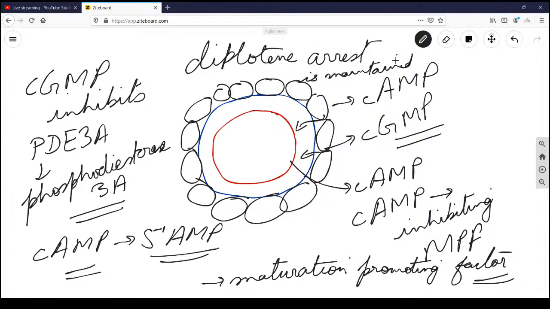Now, after this diplotene arrest is maintained, it will keep the primary oocyte arrested in the diplotene stage till you attain something known as puberty. Everybody has heard of puberty. Now, in the pre-pubertal years, meaning before puberty, I'll share that diagram again with you.